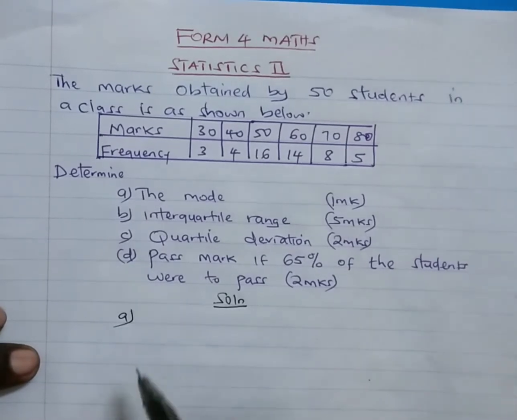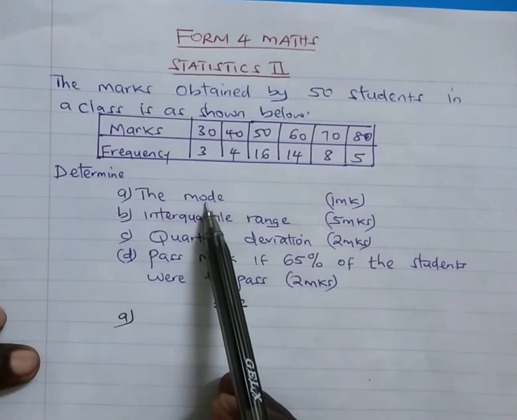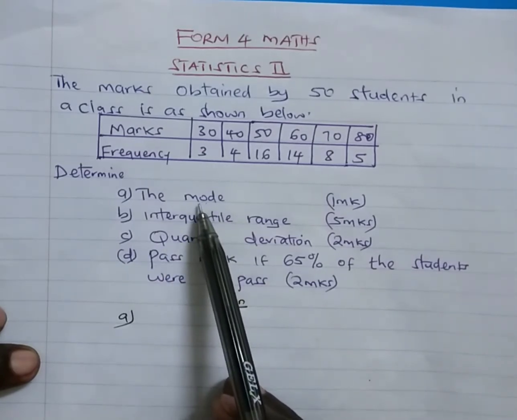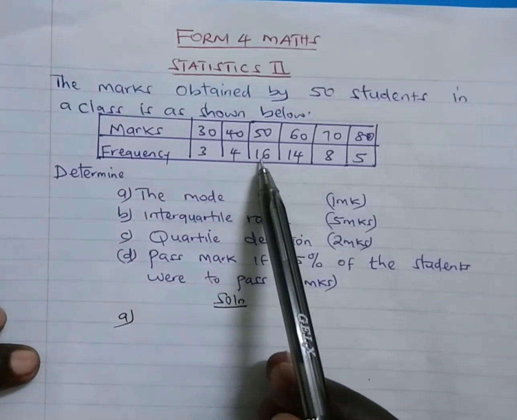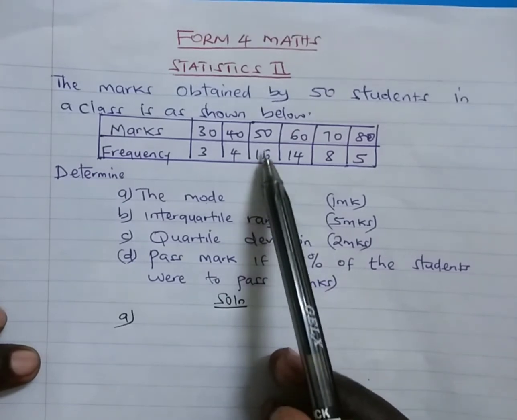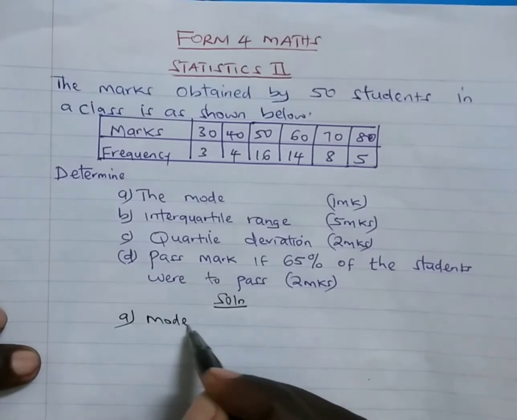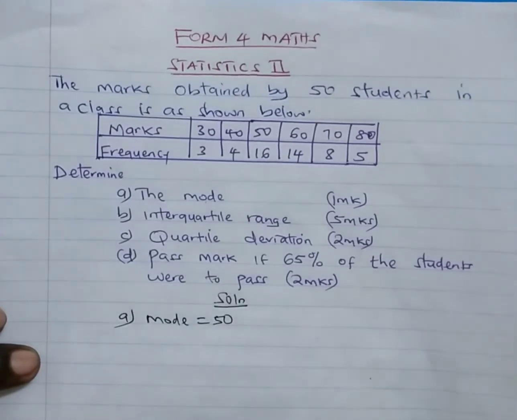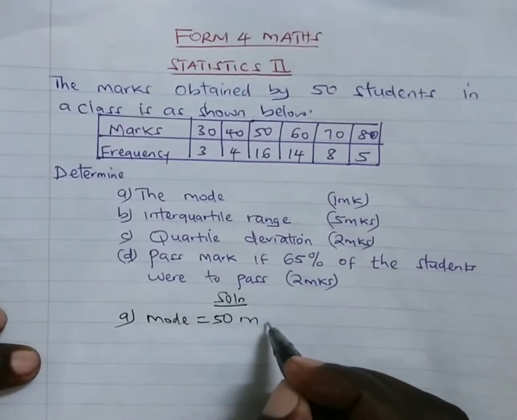The first part of the question requires us to determine the mode, and we know the mode is the most appearing number. The mark that is appearing most is the mark that was scored by 16 students, and therefore the mode is going to be 50 marks.